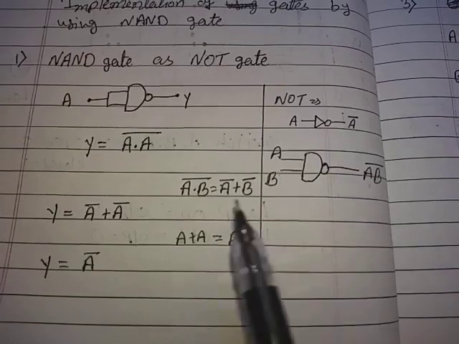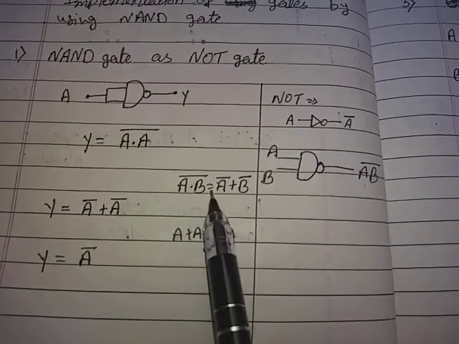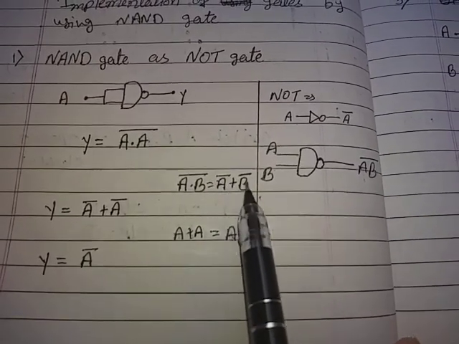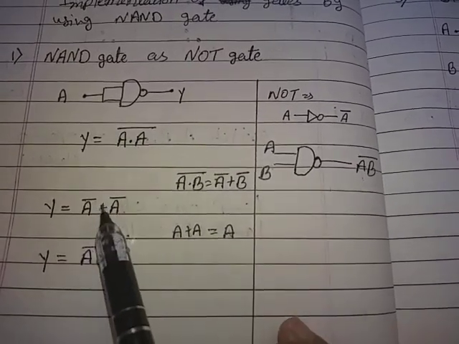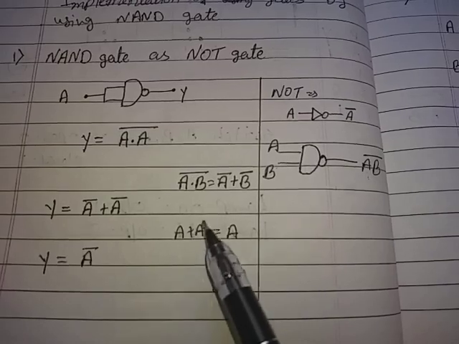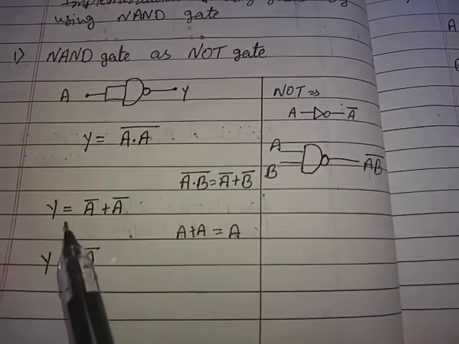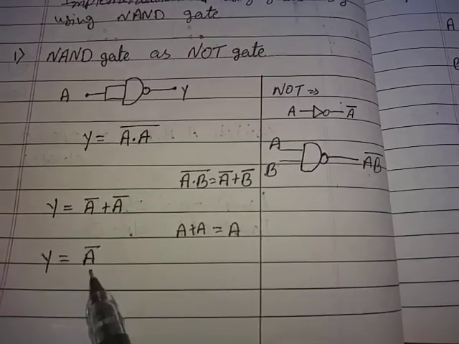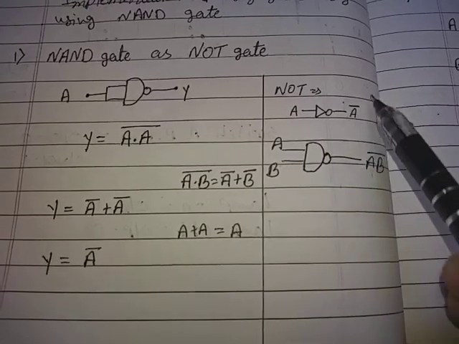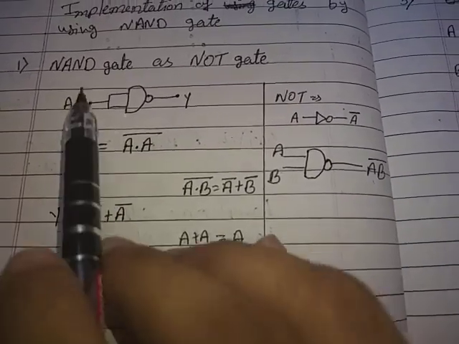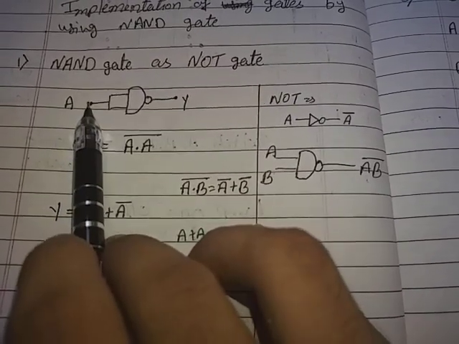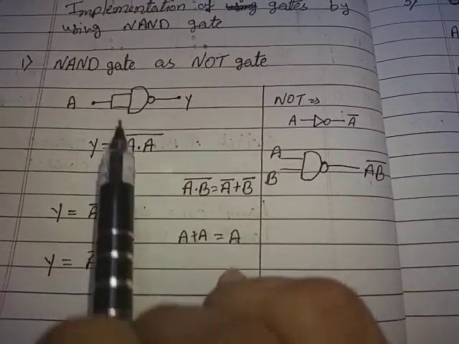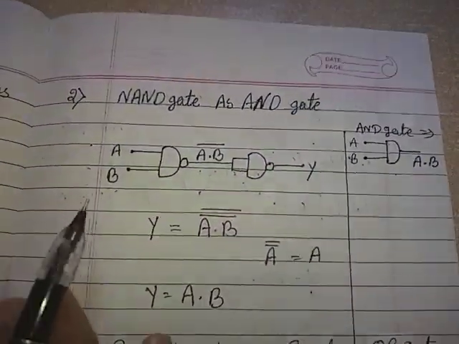From De Morgan's theorem, A dot B to the whole bar is equal to A bar plus B bar. So it will become A bar plus A bar. As we know that A plus A is equal to A, so it will become Y is equal to A bar, and the output of NOT gate is A bar. So in this manner, we can use NAND gate as a NOT gate by giving common input to both the terminals. Now let's move to the NAND gate as AND gate.